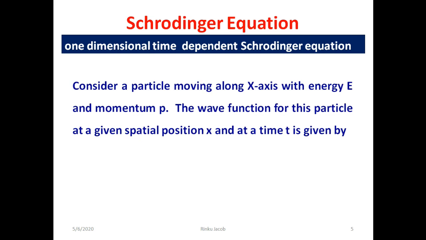Here we consider a particle moving along the positive x-axis with energy E and momentum P. Then the wave function for this particle at a given spatial position x and at a time t is given by psi equal to A exponential minus i by h cross (Et minus px).